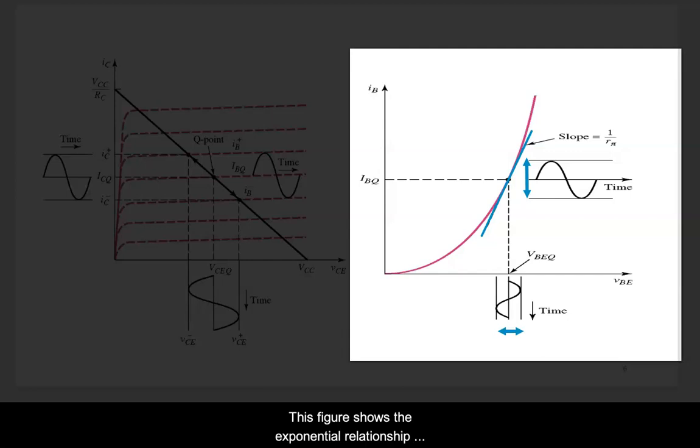This figure shows the exponential relationship between base current IB and base emitter voltage VBE. If the magnitude of the AC signals superimposed on the DC Q point are small enough, we can develop a linear relationship between the AC BE voltage vbe and AC base current ib. And the slope of the curve at Q point corresponds to the relation of ib and vbe.